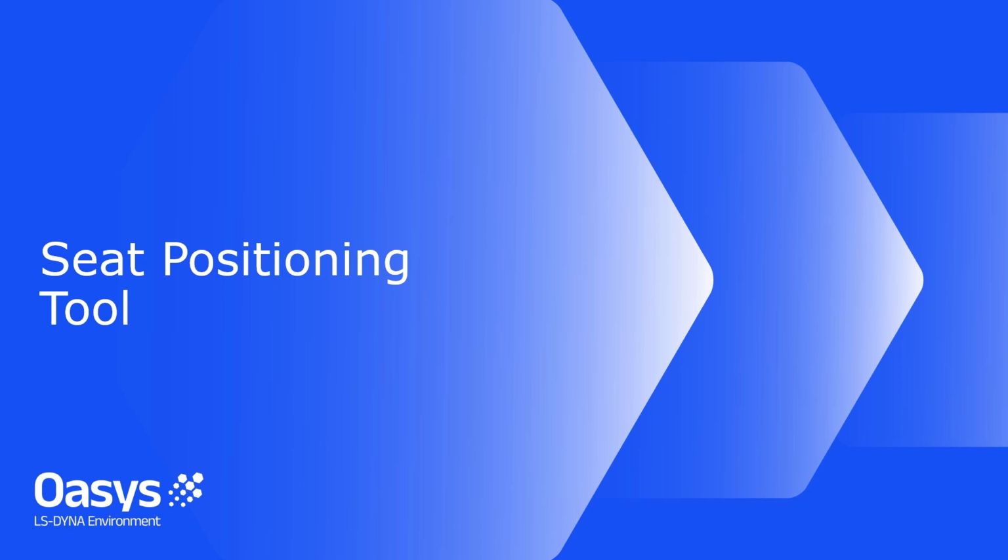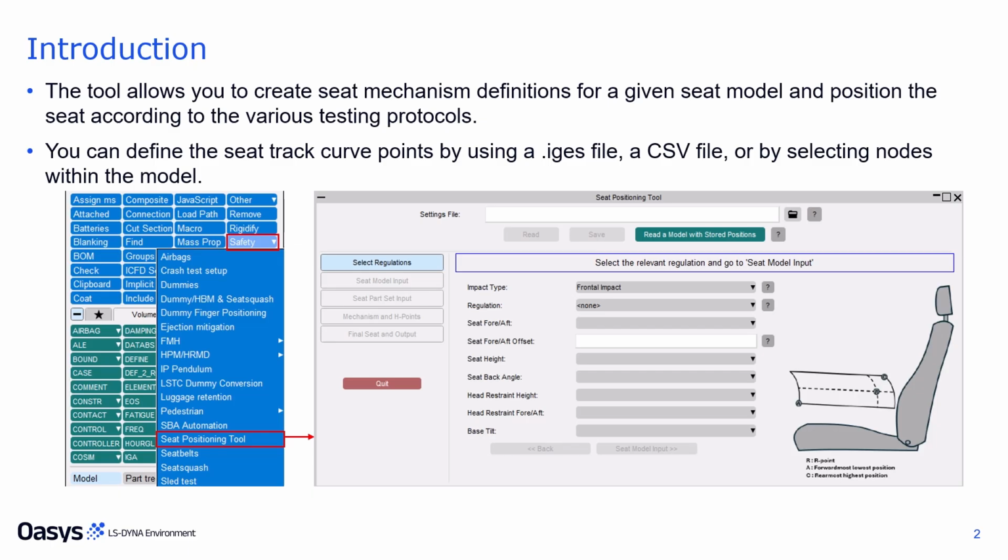This video will cover the seat positioning tool added in Primer 22. This tool helps you easily set up seat mechanisms and move the seat to different positions along the seat track based on testing requirements. The seat positions are based on track points you provide through a file or by selecting them in the model. Once set up, you can easily see and move the seat as needed for different regulations or design needs.